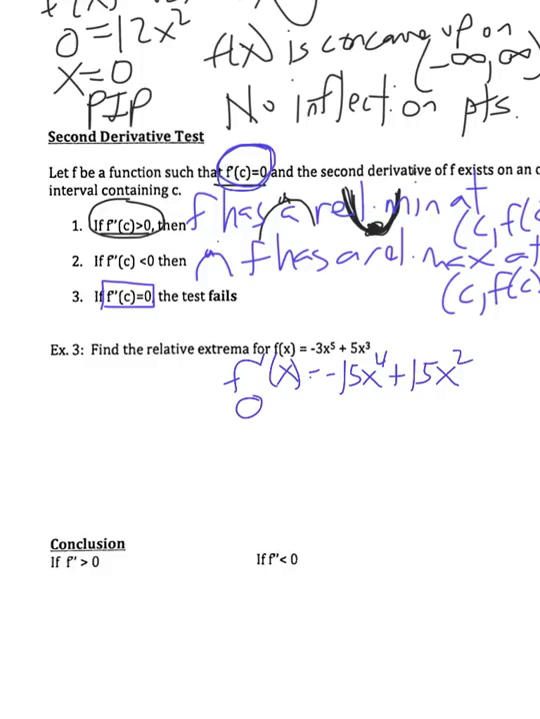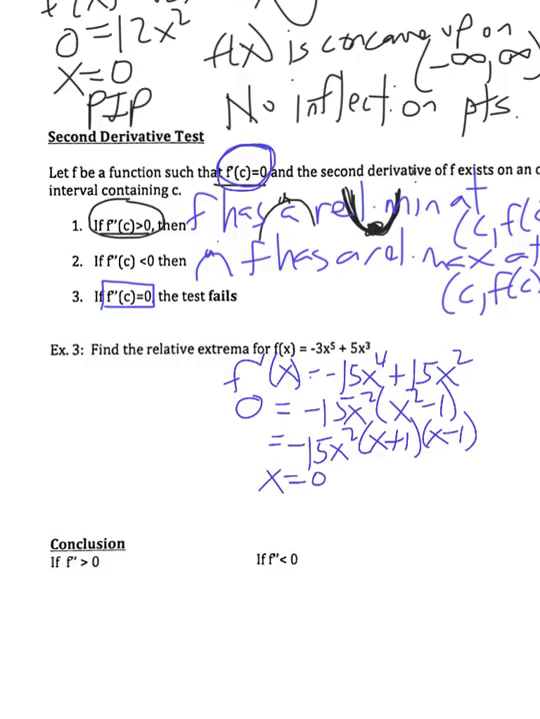So set this equal to 0 and factor. So factor out negative 15x squared, and then you get x squared minus 1. So negative 15x squared, x plus 1, x minus 1. So x equals 0, plus or minus 1. Here's what we do with these.